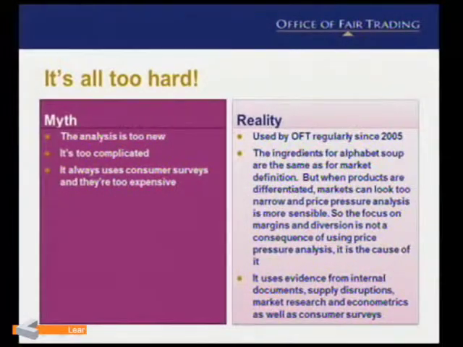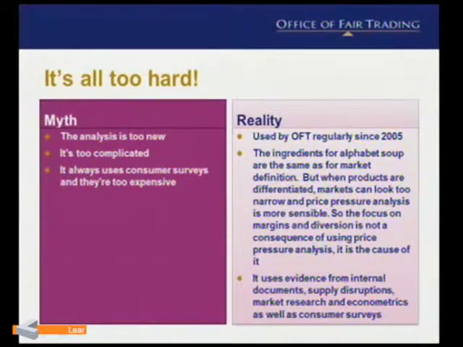I think we've been in a position where, because it's an administrative system, and because our decision makers speak the language of economics or maybe economists, it's been a little easier for us. But I don't think that should be an impediment to the techniques being used more widely. I think they are more intuitive than some of the things we've already had success explaining to judges. It's too complicated. Well, as I've just explained, the ingredients for alphabet soup are the same as for market definition. But when products are differentiated, the narrowest market satisfying the hypothetical monopolist test will be very, very narrow indeed. And then price pressure analysis just looks more sensible.